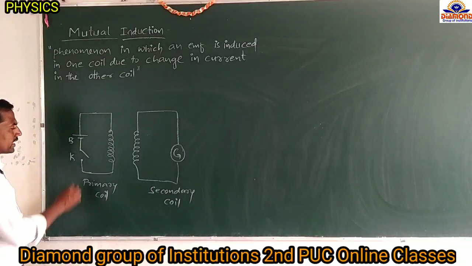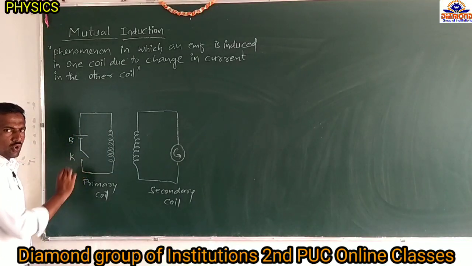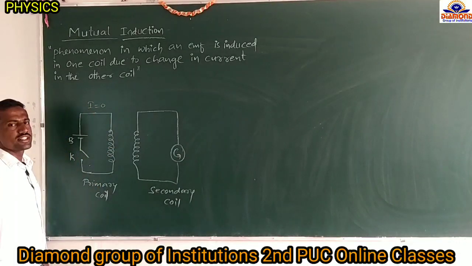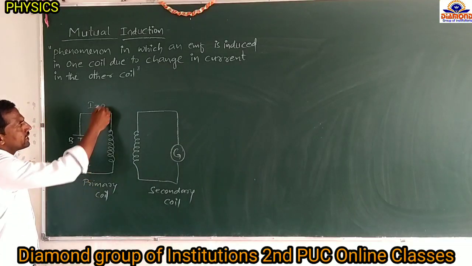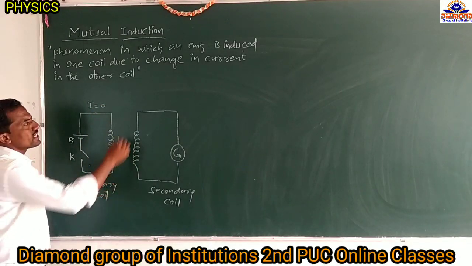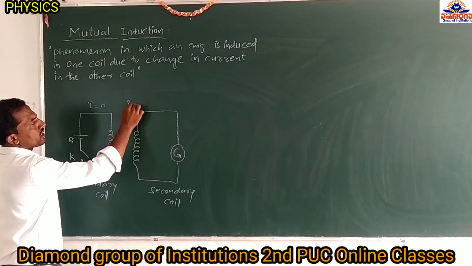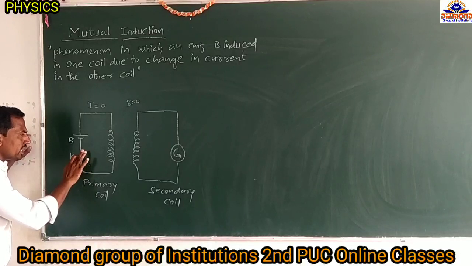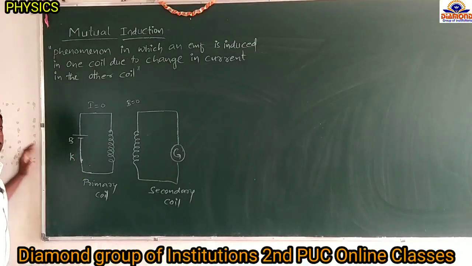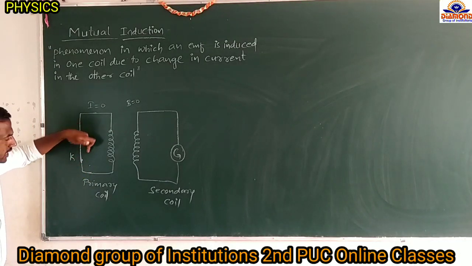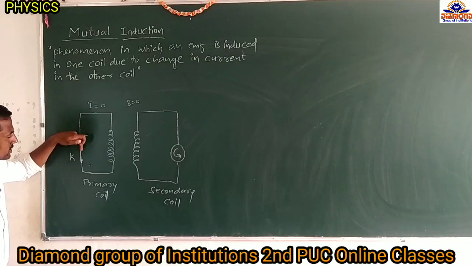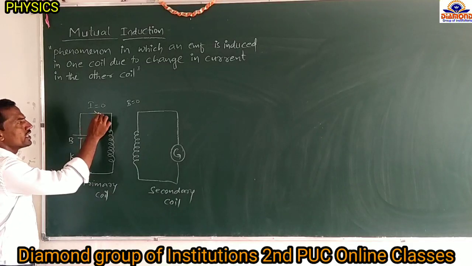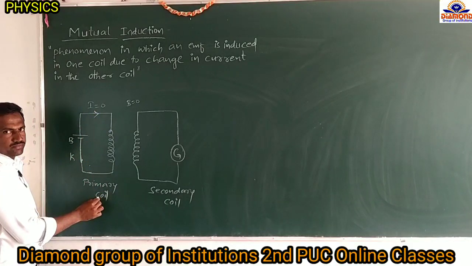Now if the key is open, what is the current inside the circuit? Open circuit means the current inside the circuit is 0. If current is 0, then the magnetic field is also 0. Now if the key is closed or pressed, current is flowing in the primary coil.